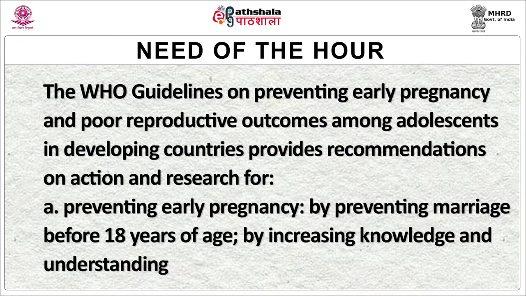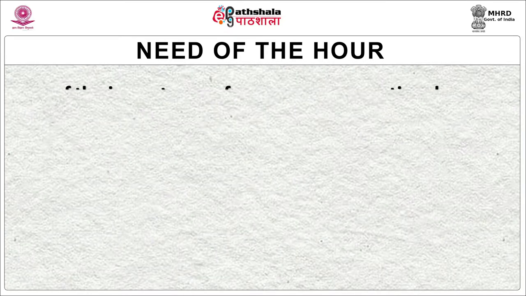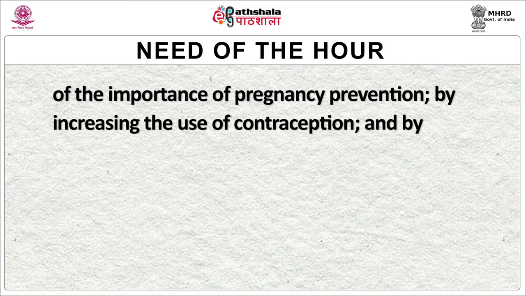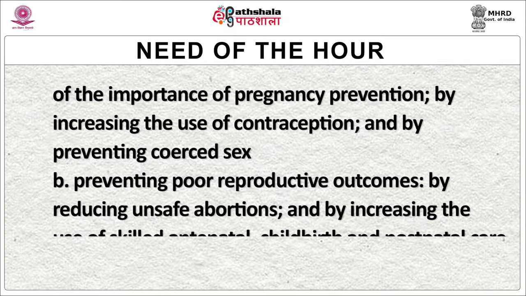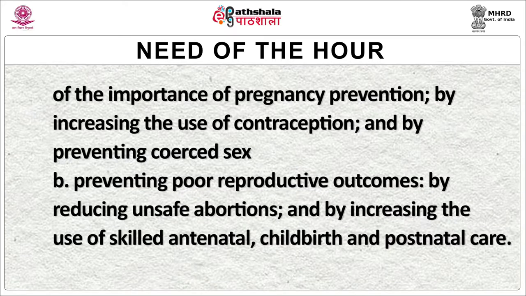The WHO guidelines on the prevention of early pregnancy and poor reproductive outcomes amongst adolescents in developing countries provide recommendations on action and research for, number one, preventing early pregnancies by preventing marriage before 18 years of age; two, by increasing knowledge and understanding of the importance of pregnancy prevention; thirdly, by increasing the use of contraception and by preventing coerced sex; and preventing poor reproductive outcomes by reducing unsafe abortions and by increasing the use of skilled antenatal, childbirth and postnatal care.